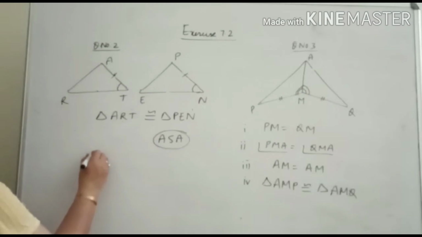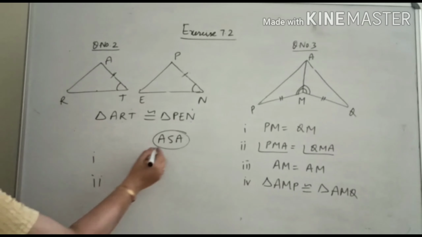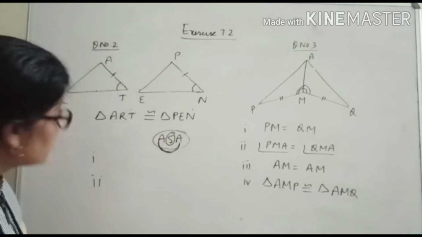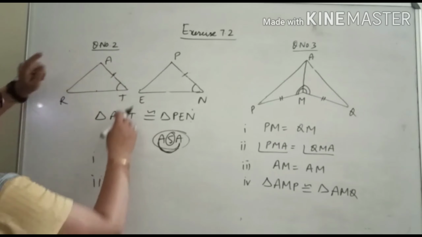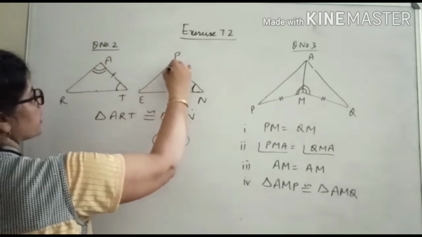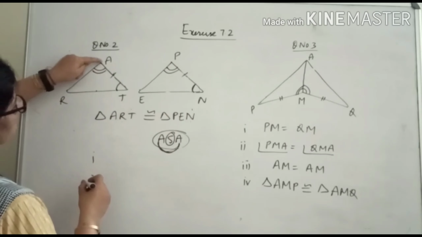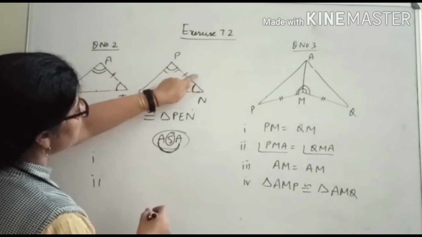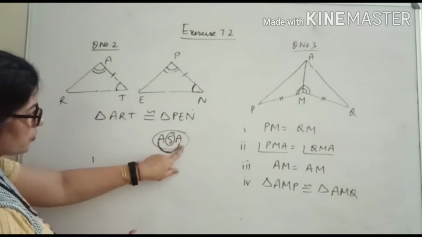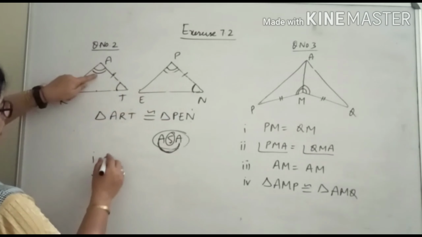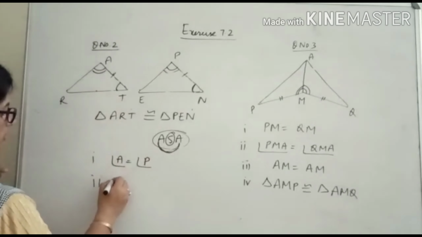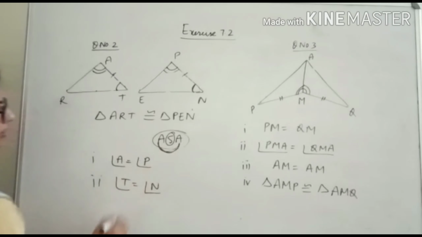Then what two things should be there? That he is asking. See, one side is given to us. Now this side should be included between these angles. See, this side is given, then which angle should be there? This angle should be equal to this angle and this angle should be equal to this angle. Then it will be angle, side, angle. So if we want the ASA congruence rule where AT and PN are equal, then angle A should be equal to angle P, angle T should be equal to angle N.